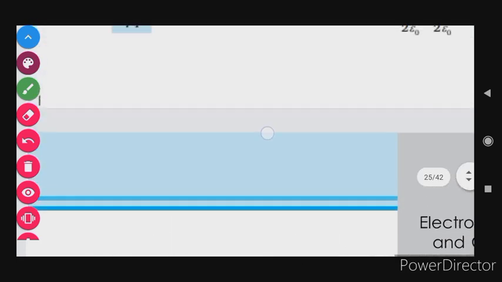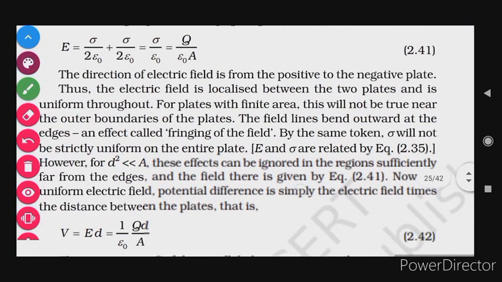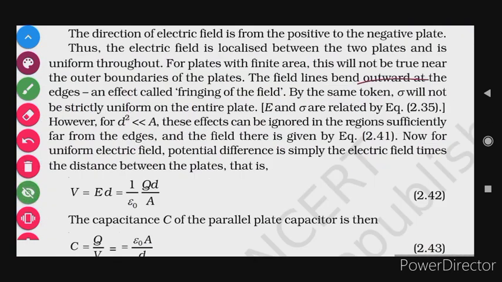So, only in the region in between, in the middle region, will this result be true. We can treat the two sheets as infinite sheets for that region, but outside the region, or near the edges, the result will not be true. The field lines bend outward at the edges, an effect called fringing of the field.